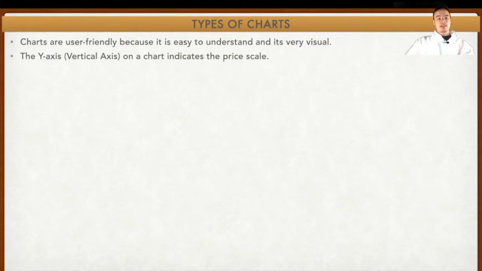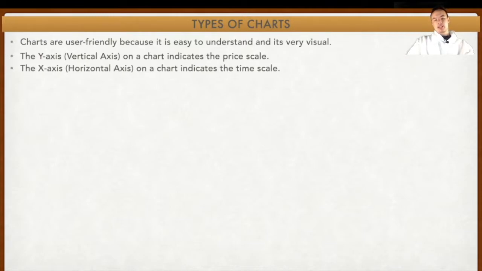The y-axis, which is your vertical axis on the chart, indicates the price scale. So it's the one on the side, on the right hand side. Your x-axis, which is your horizontal axis, the one at the bottom, will indicate the time scale. The most recent price is plotted furthest to the right.